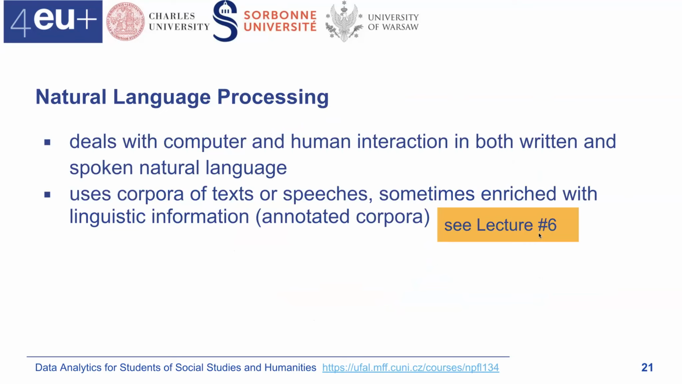Natural language processing deals with computer and human interaction in both written and spoken natural language. So we work with both written and spoken forms. And natural language processing uses corpora of text or speeches, sometimes enriched with linguistic information. In other words, it uses annotated corpora, and the annotated corpora serve as gold data for training of procedures or systems of natural language processing.